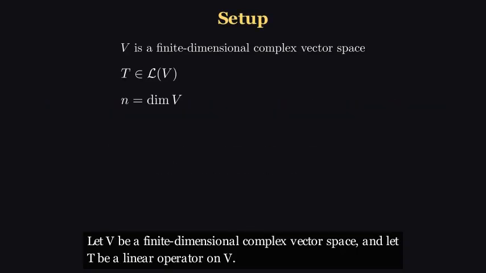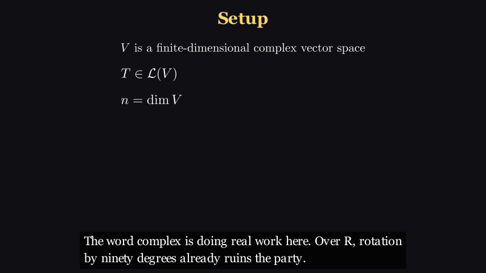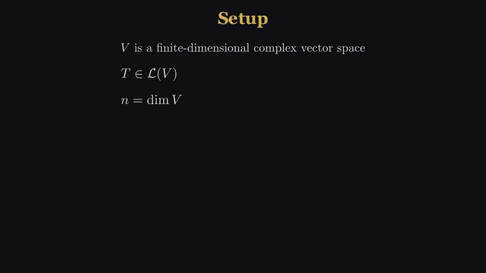Let V be a finite-dimensional complex vector space, and let T be a linear operator on V. The word complex is doing real work here. Over R, rotation by 90 degrees already ruins the party.